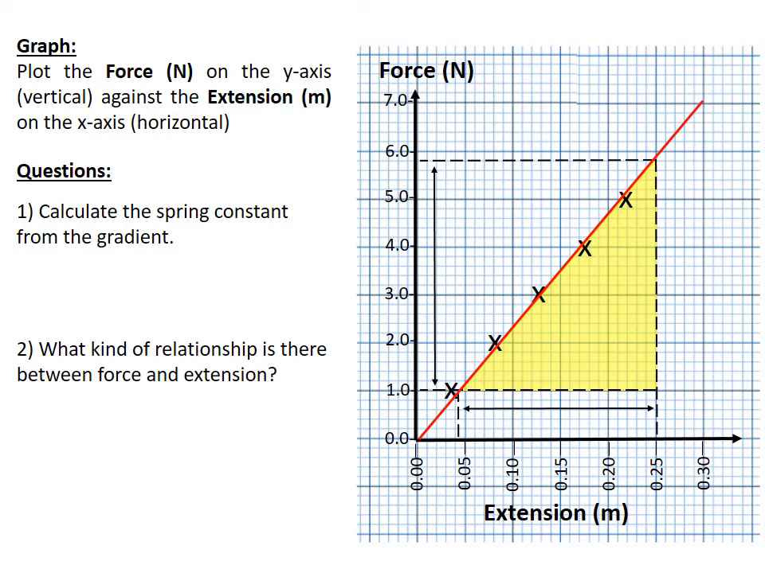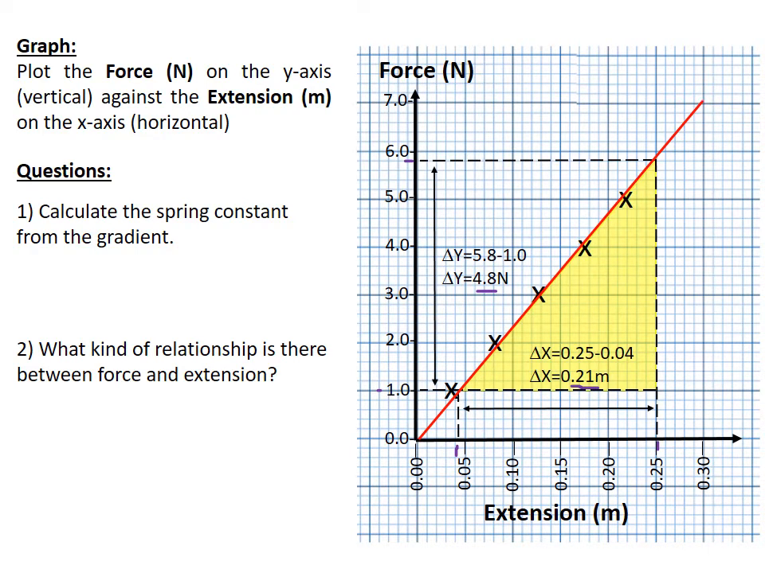Okay, let's have a look at what they are. We can see that delta y is 5.8. This is 5.8 here, and it goes down to 1 here. So the change in y is 4.8 newtons. The change in x, well, it goes from 0.25 down to 0.04 here. So the change in x is 0.21.